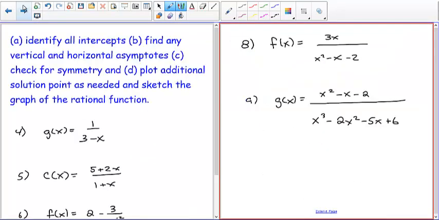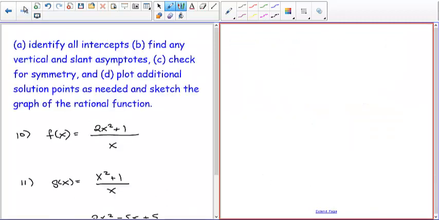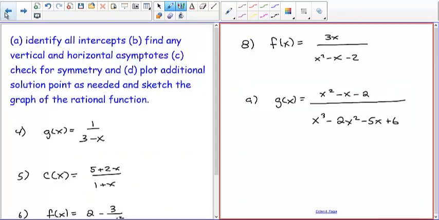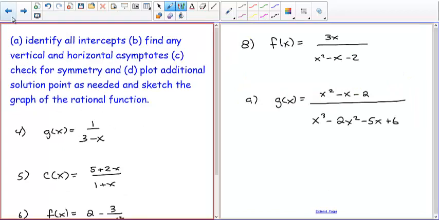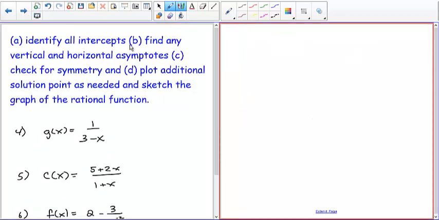Okay, now we're just looking to see what else we've got to do here. Now we get to the nitty-gritty, which is finding all these things. So we need to identify intercepts, set the numerator equal to 0, solve for x, and find any vertical or horizontal asymptotes. For vertical asymptotes, we set the denominator equal to 0 and see if there are any values of x where that occurs. Horizontal asymptotes, we use the rules. Check for symmetry.